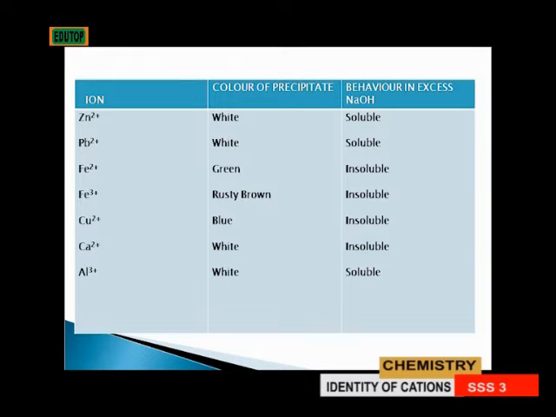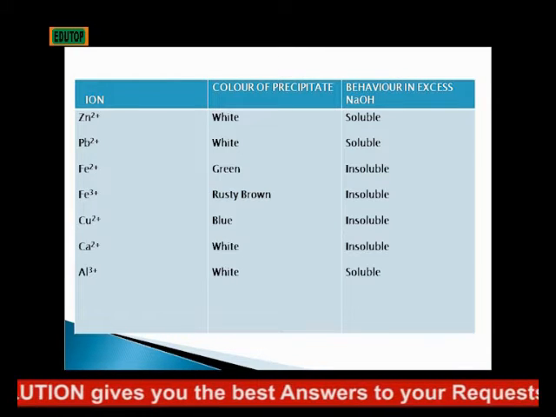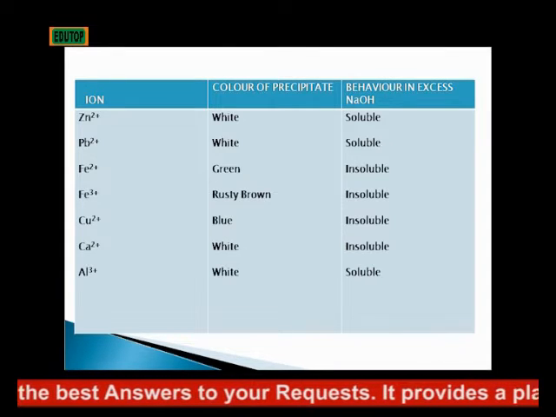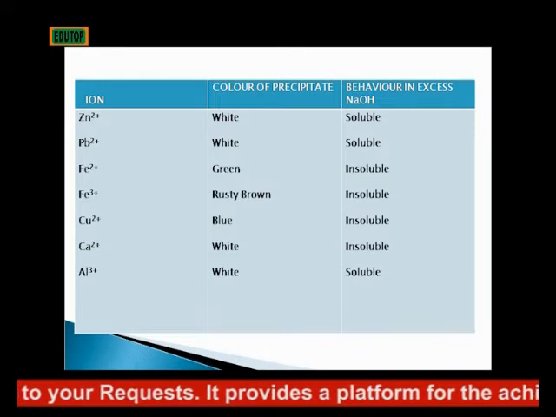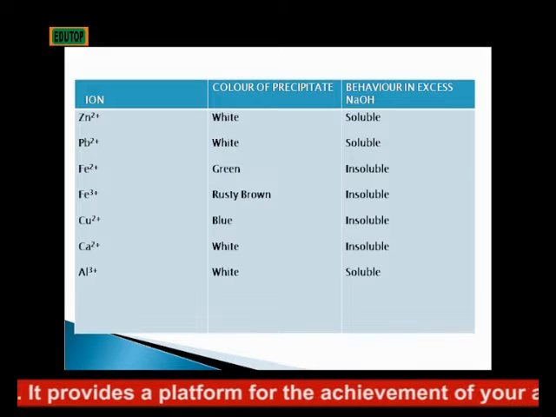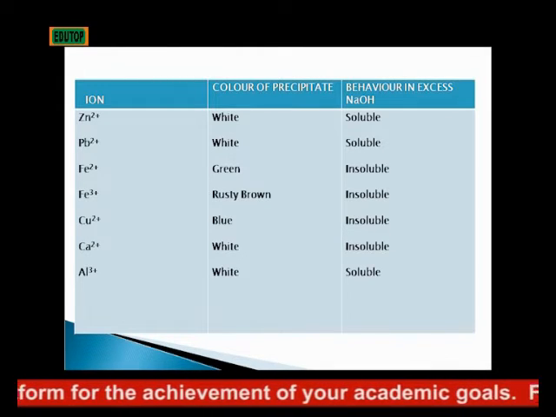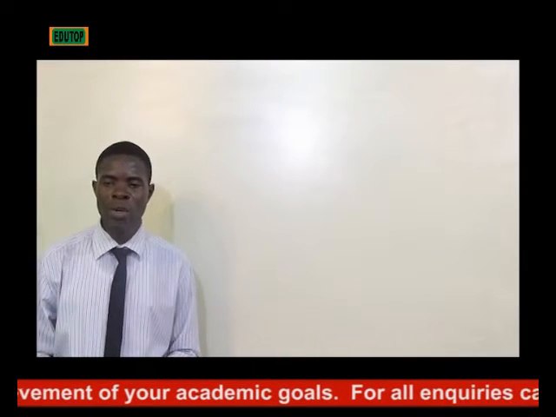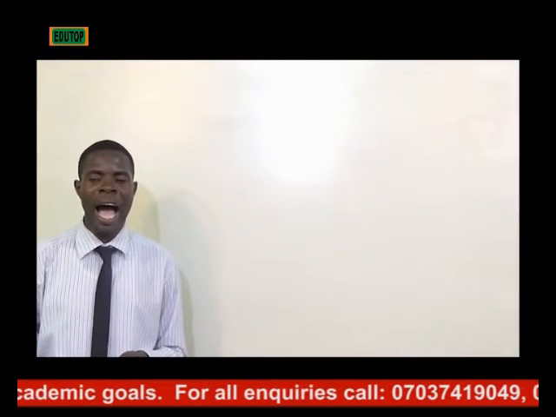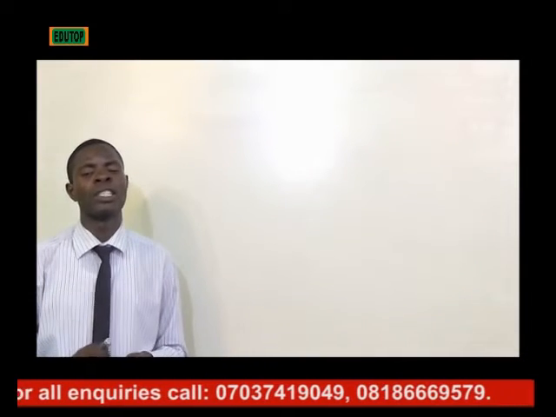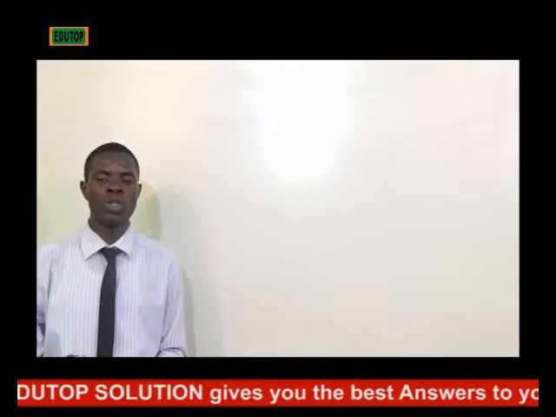Copper 2+ is blue in color and is insoluble in sodium hydroxide. Calcium 2+ is whitish in color and is insoluble in sodium hydroxide. Aluminium 3+ is white and is soluble in sodium hydroxide. From this table, it can be deduced that 4 ions have white color, but only 1 is insoluble in sodium hydroxide, which is calcium. So the remaining 3, which are zinc 2+, lead 2+ and aluminium 3+, have white color and are soluble in sodium hydroxide.